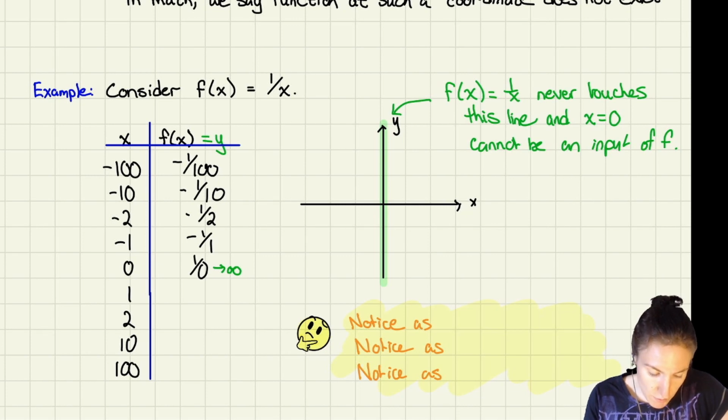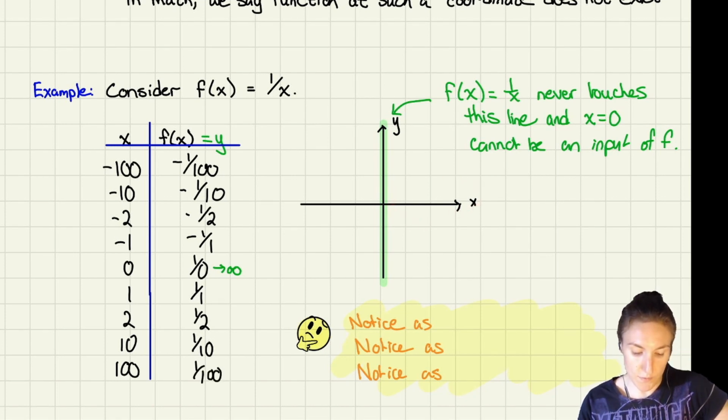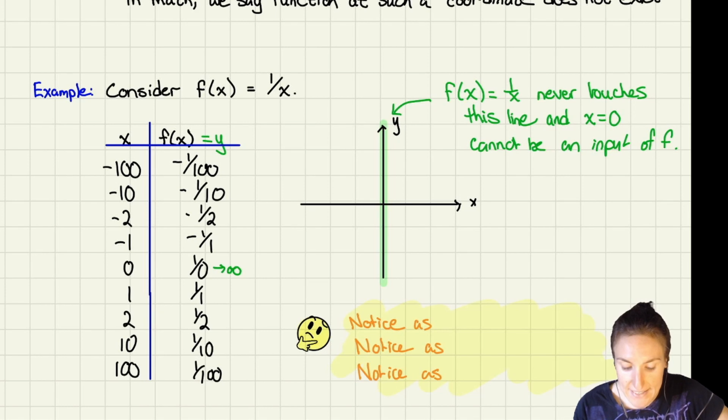All right, let's go back to our table of values. If we have x is equal to 1, we don't have a problem. Our f of x is 1 over 1, and then we would have a half, and then 1 over 10, and then 1 over 100. So if our x's are positive, our y's are positive. If our x's are negative, our y's are negative. And as x gets really, really large, the value of our function is going to get closer and closer to 0.